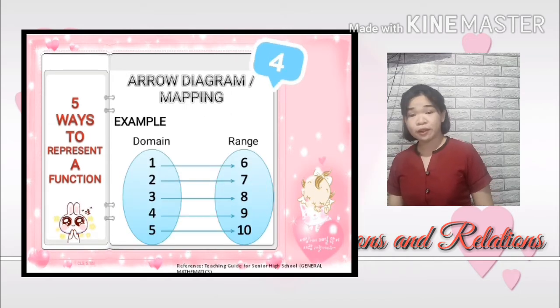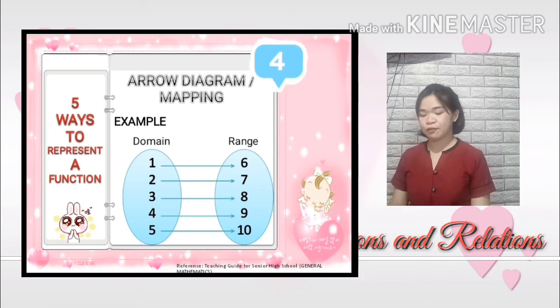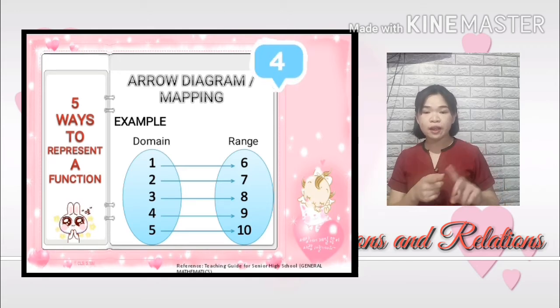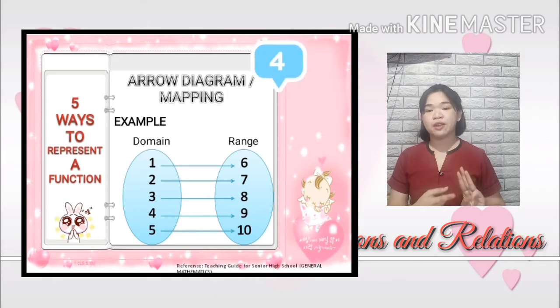The fourth one is arrow diagram or mapping. In an arrow diagram you can see arrows. It directly states that 1 is for 6 alone, 2 is for 7 alone, 3 is for 8 alone, 4 is for 9, and 5 is for 10. That's the arrow diagram. However, in an arrow diagram, there are 3 types: one-to-one correspondence, many-to-one correspondence, and one-to-many correspondence.